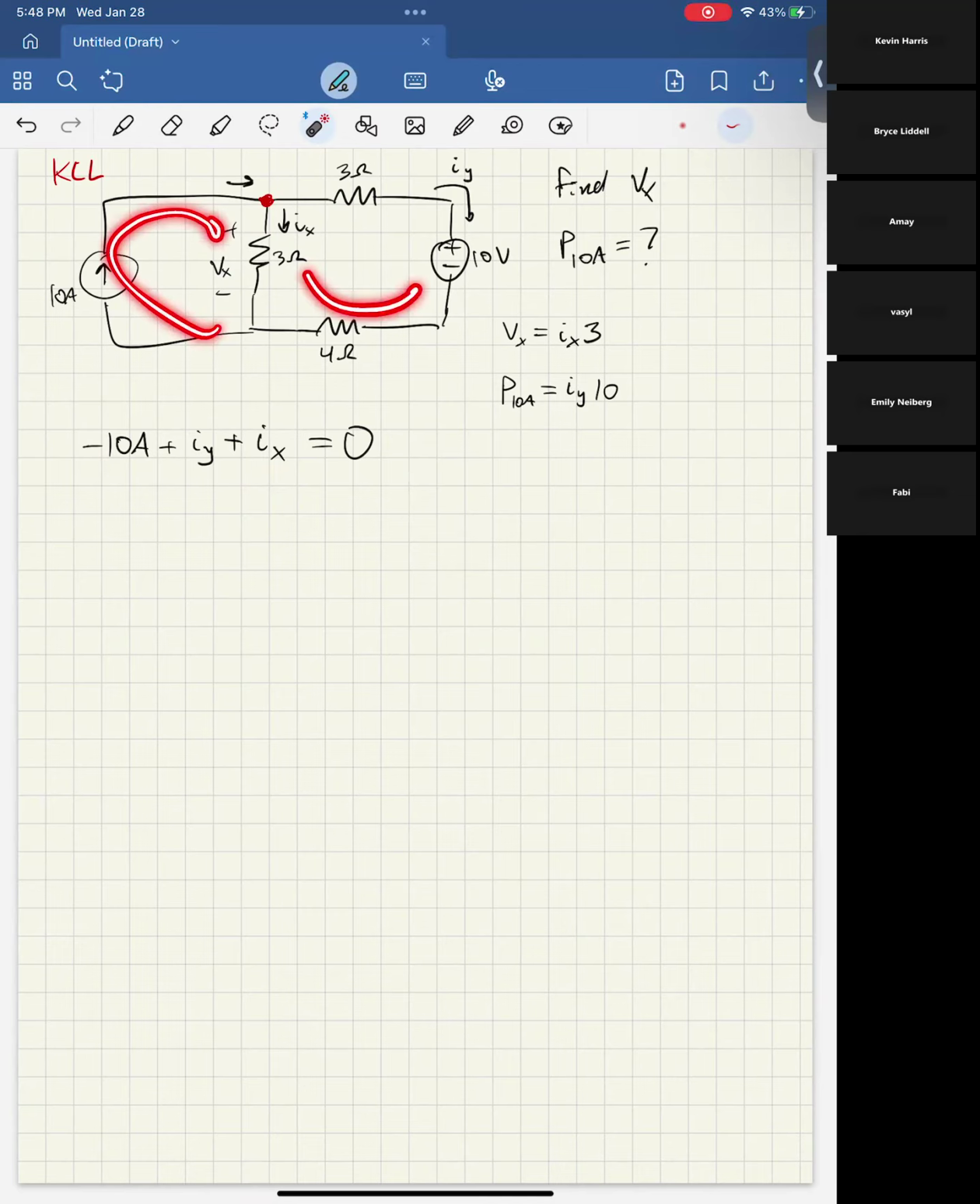There's this loop, and this loop. Now remember what the professor said about current sources being tricky to do with loops, right? So we probably don't want to do this loop or this loop because then we have to deal with the current source. We have to think about that. We don't want to do that. Instead, let's do this loop.